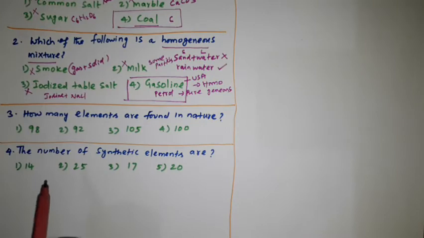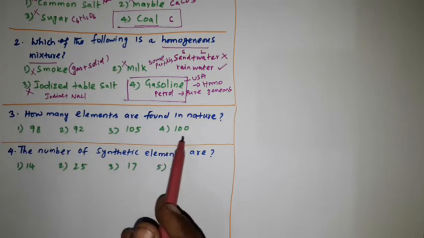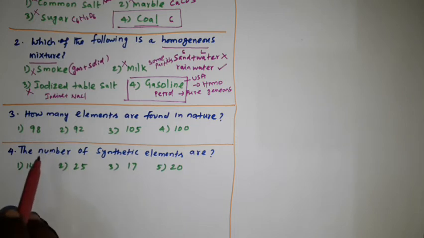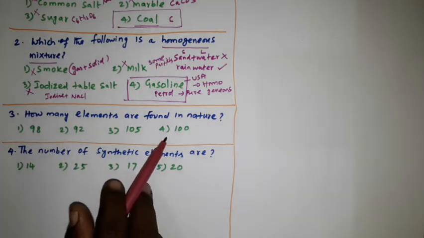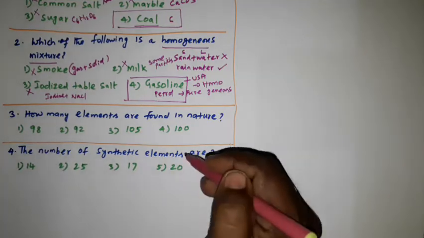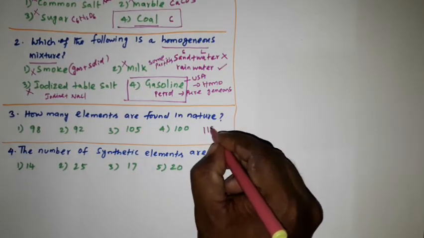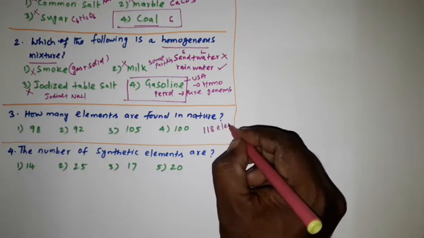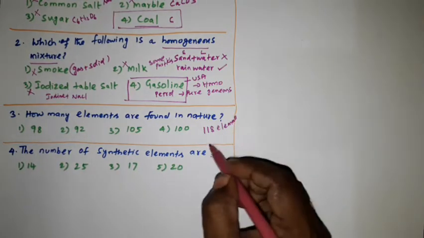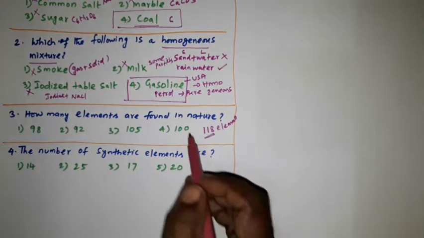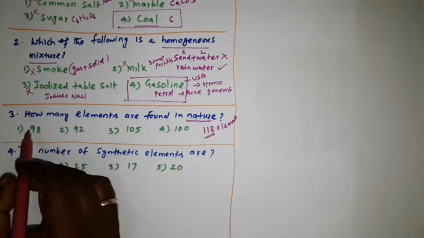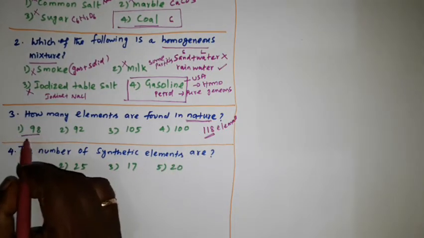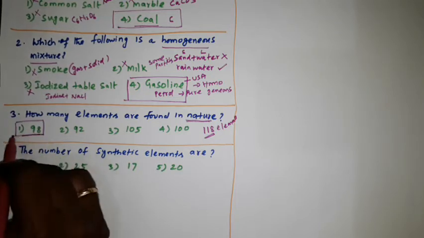Question number 3: how many elements are found in nature? Option 1 is 98, option 2 is 92, option 3 is 105, option 4 is 100. In general, there are 118 elements in the world. Of these, 98 elements are present in nature on the earth. So option 1 is the correct answer.